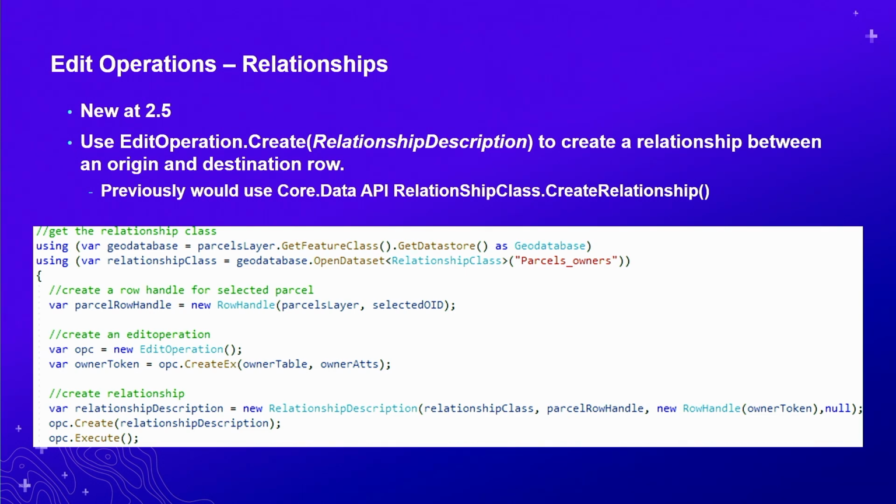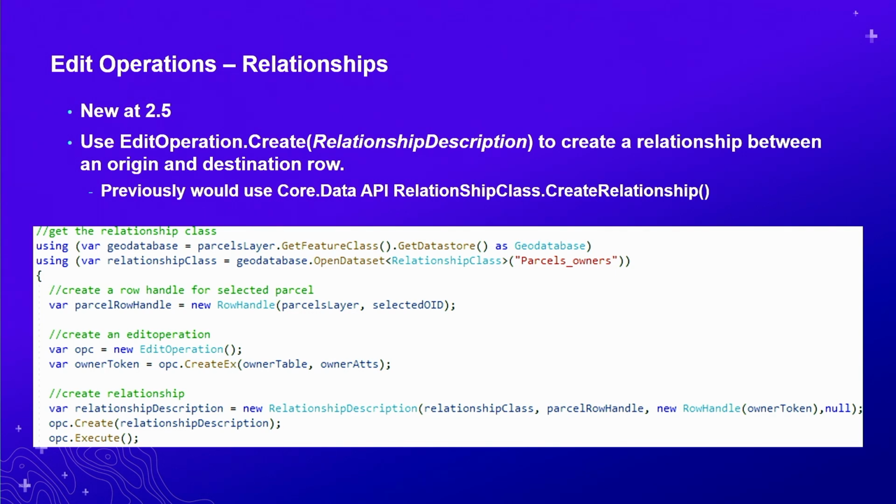In the example here, I have an existing parcel in the map and I want to create a new owner row in the table, and I want to make an association or a relationship between them. You can see that I'm looking for the parcel owner's relationship class. I'm getting what's called a row handle for the selected parcel in the map. I'm then creating a new row in the owners table using this createEx method, which we haven't seen before.